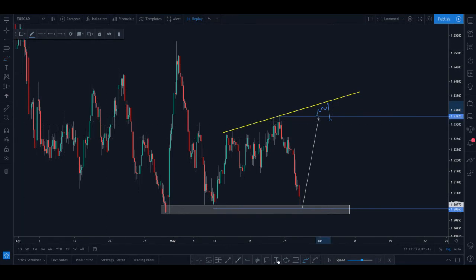and I was looking for short at the break of this structure. You could call this an ascending channel also, if you like. So I was looking for shorts at the break of this structure.